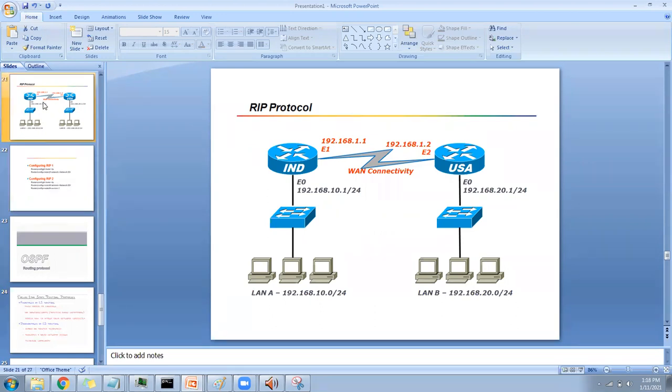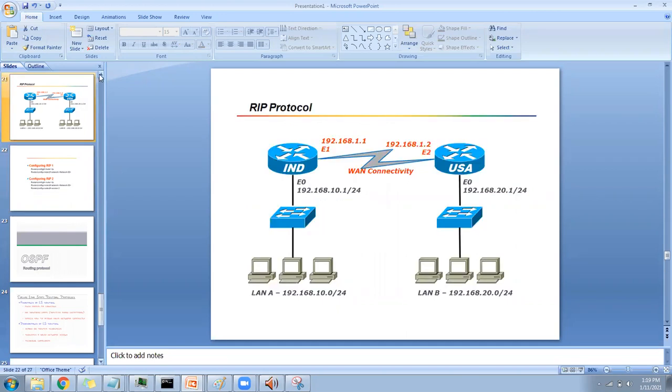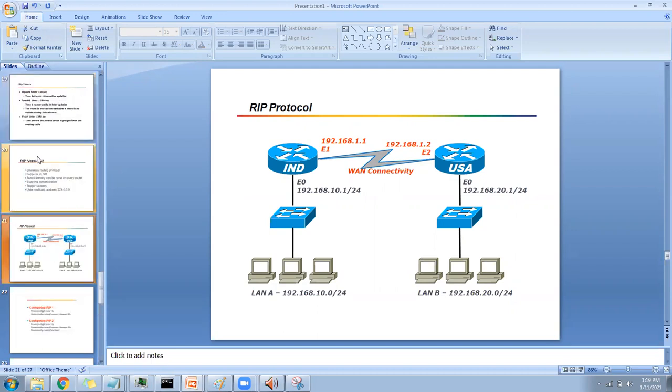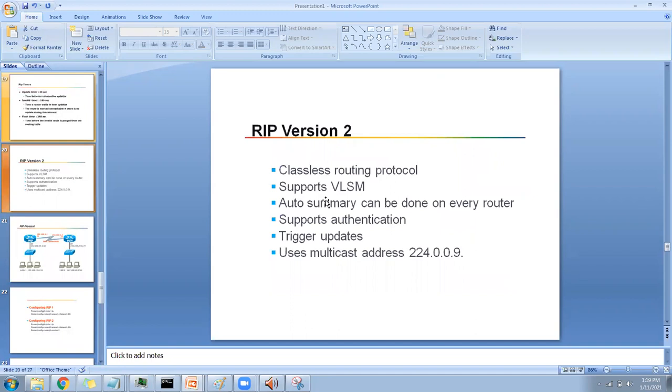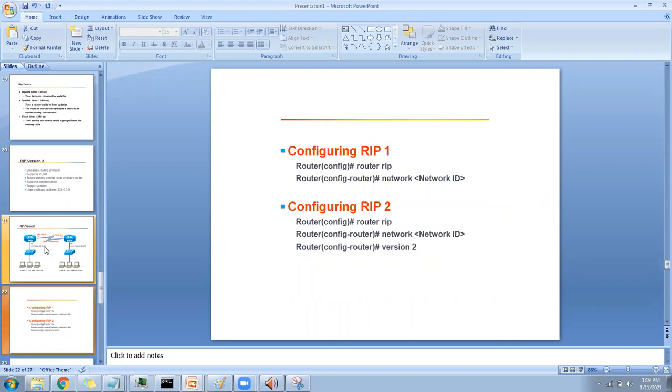So this protocol was a legacy protocol, so it has slowness and all. RIP version 1 is dead and RIP version 2 is still there. Version 2 uses VLSM, can do summary routes, supports authentication and triggered updates, and it uses multicasting. But RIP version 1 was using broadcasting. So that was RIP, and the configuration was very simple.